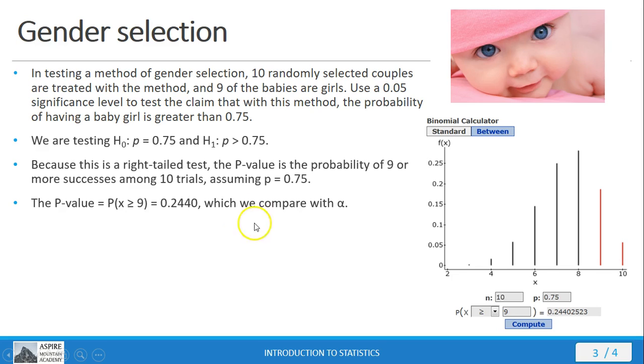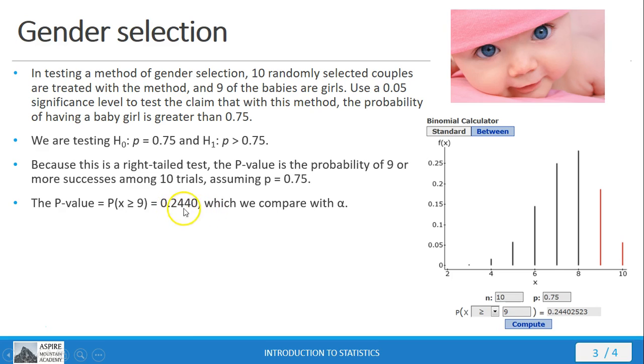values that you see here. So we get the 10 trials, probability of success 75%. We want greater than or equal to 9. And that comes out with a certain probability here. That's the area under the discrete curve that you see there. So 0.244, that's our p-value.